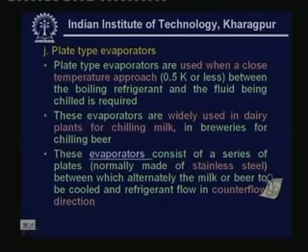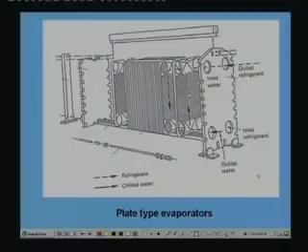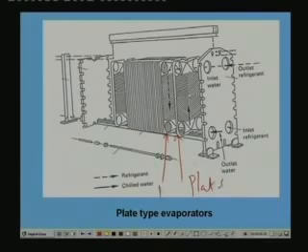These evaporators consist of a series of plates, normally made of stainless steel, between which alternately the milk or beer to be cooled and the refrigerant flow in counterflow direction. So let me show the picture of a plate type evaporator. You can see here that there are a large number of plates. This is one plate and this is another plate. A large number of plates are stacked together, and the flow passage is there between these two plates. That means there is some gap between these two plates through which the fluid can flow.